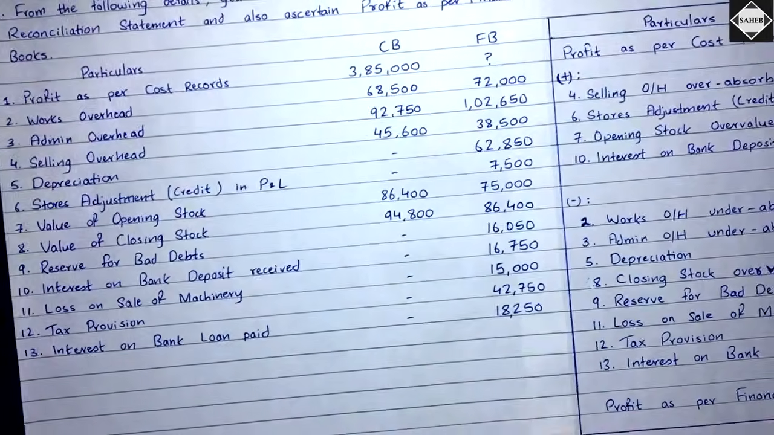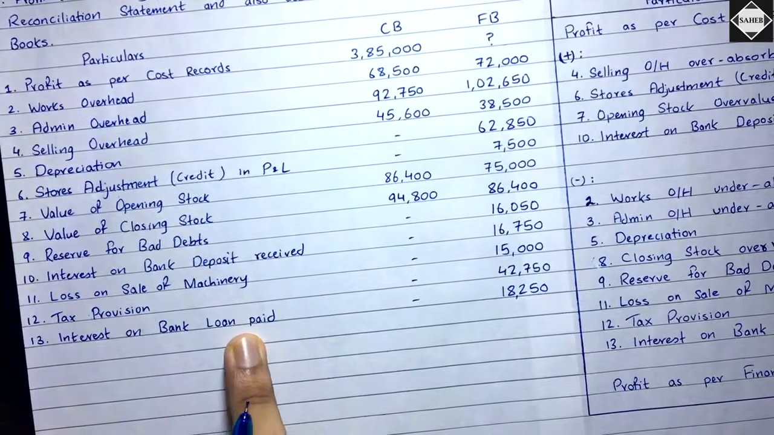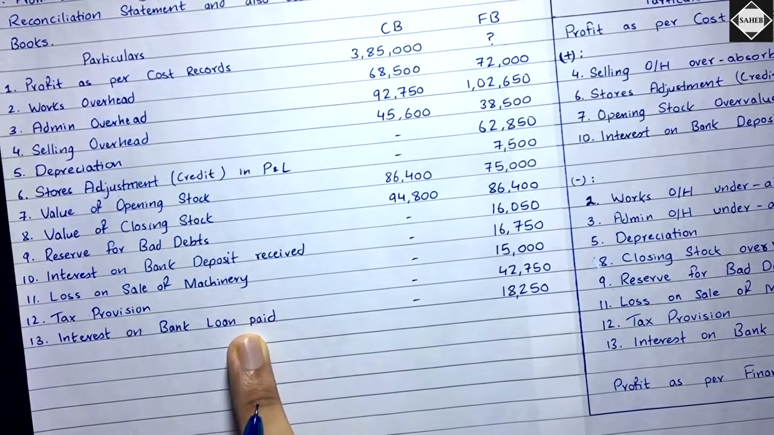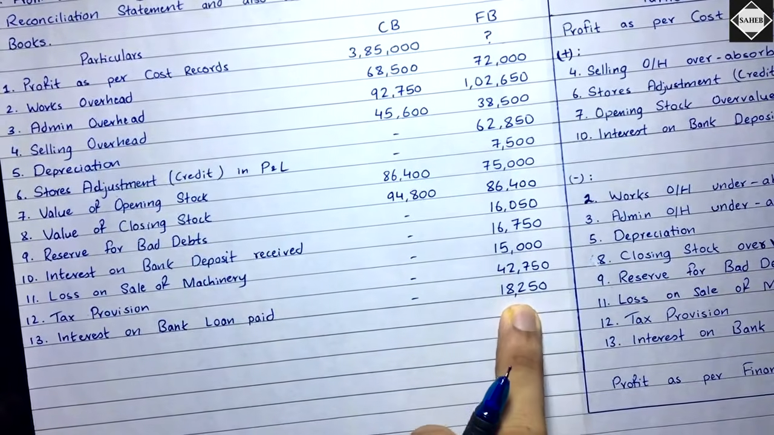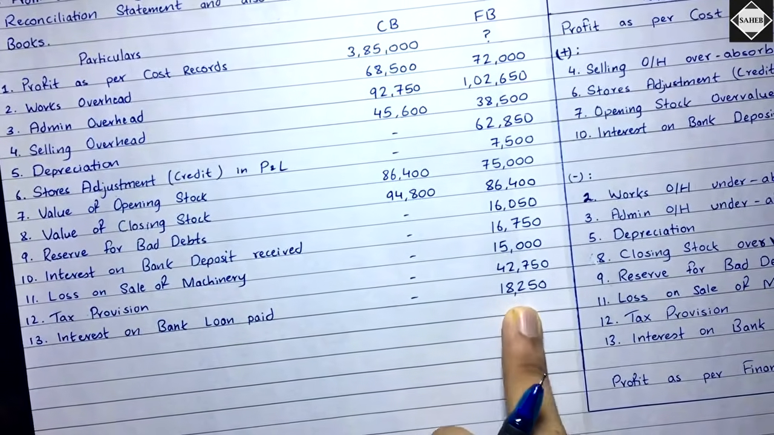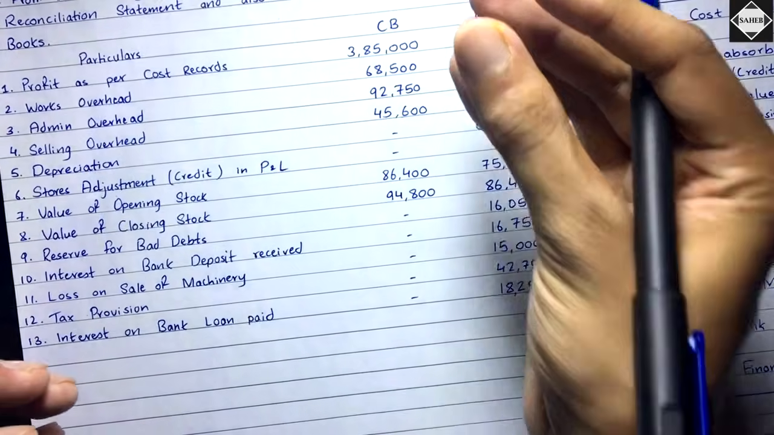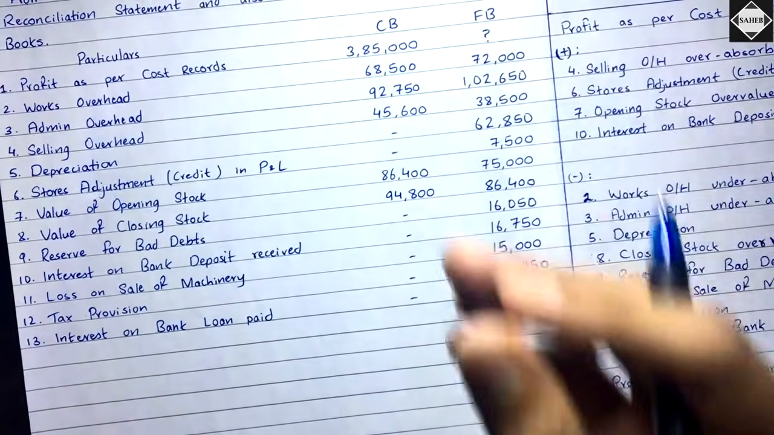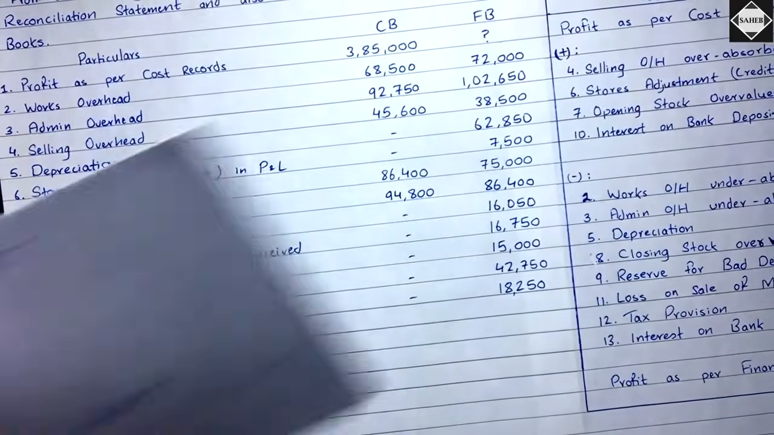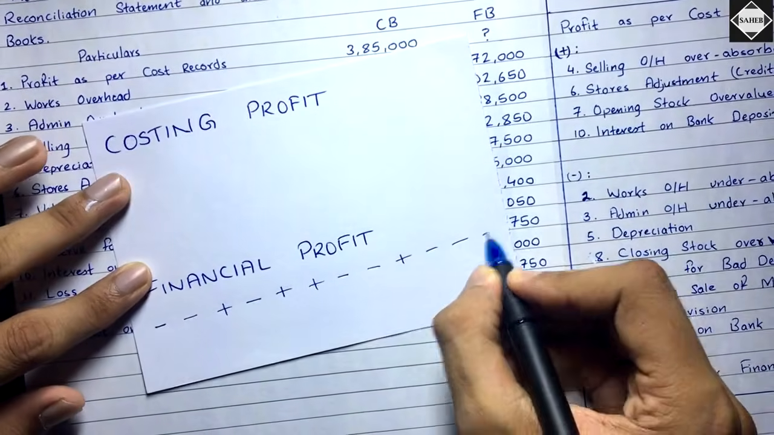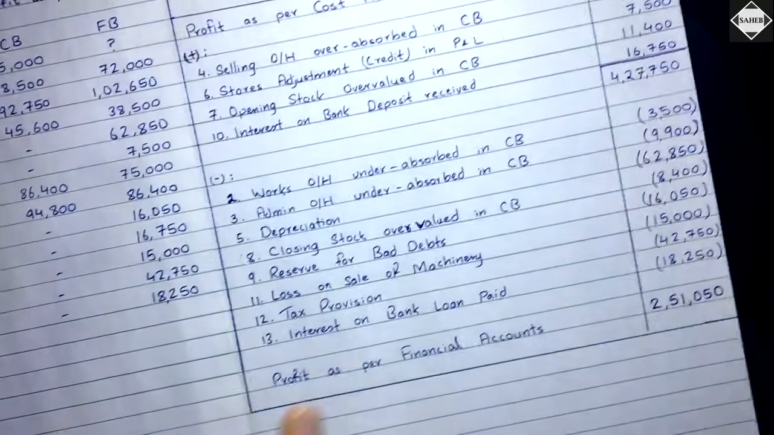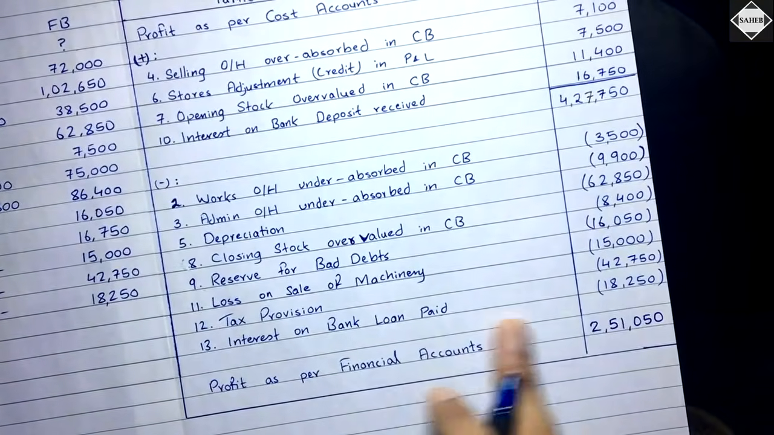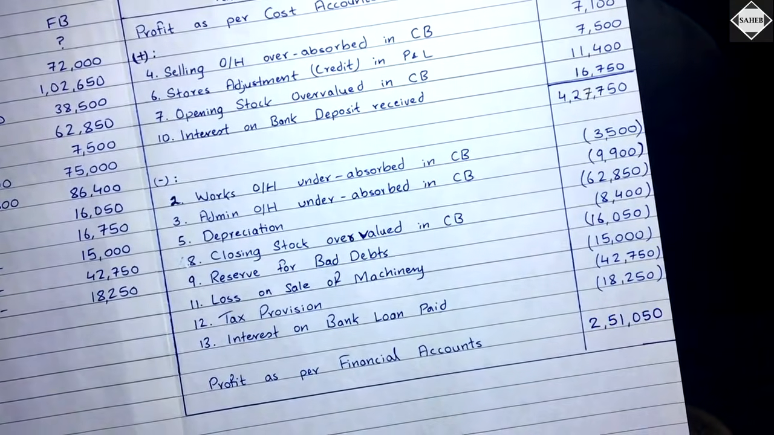Next you have interest on bank loan paid. Interest paid is a purely financial item, so this is your expense. You're paying the interest and it has been recorded only in the financial books. So expense has been recorded in financial books, so profit will be less. The impact is negative, so you have to subtract this transaction. Interest on bank loan paid 18,250. Is that clear?